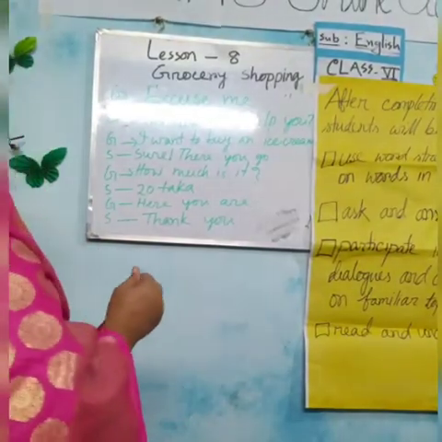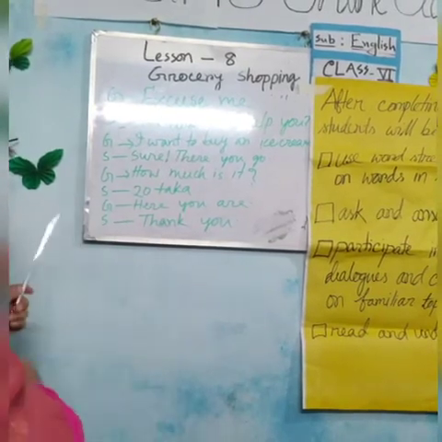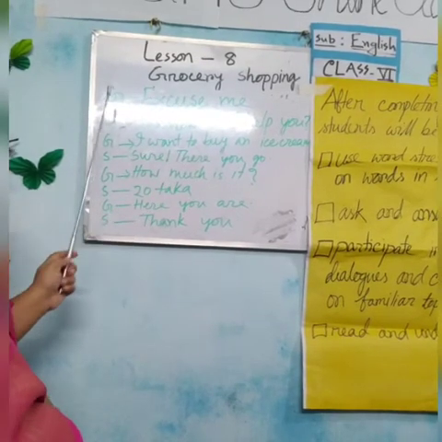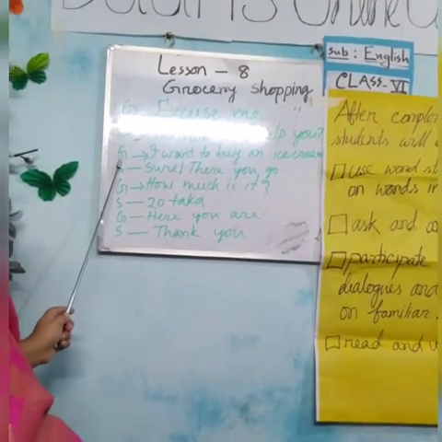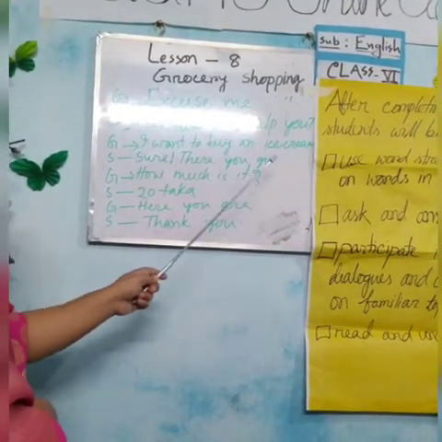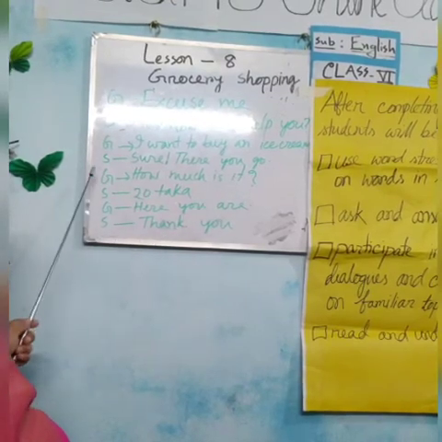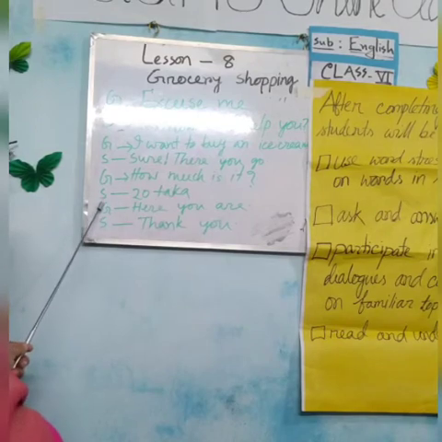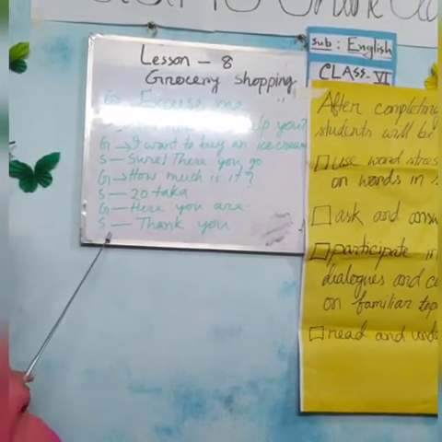My dear students, I have arranged these 8 bubbles in correct order, and the answer is: Girl, excuse me. Salesman, yes, how can I help you? Girl, I want to buy an ice cream. Salesman, sure. There you go. Girl, how much is it? Salesman, 20 taka. Girl, here you are. Salesman, thank you.